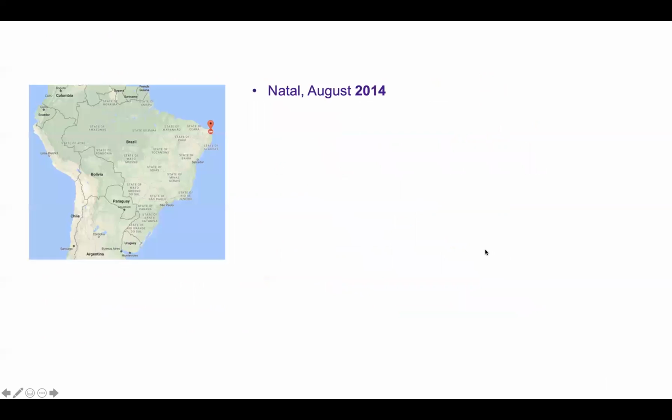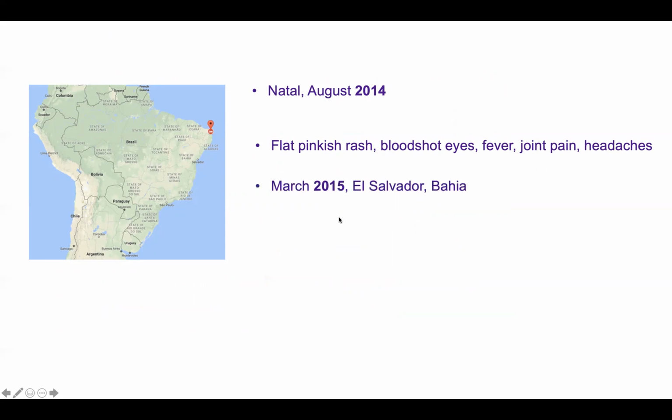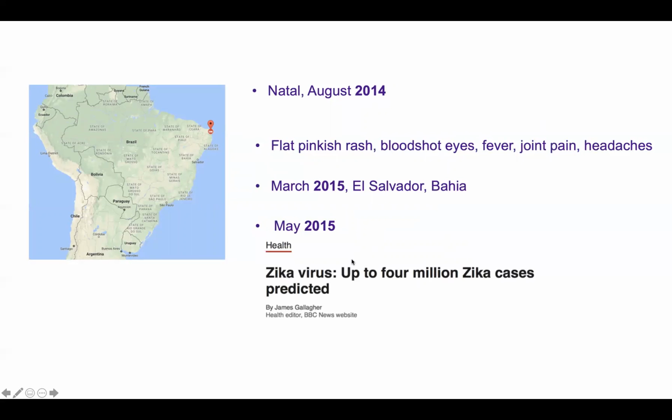Let's start with an example of what happened in the Natal region of Brazil in 2014, where people developed strange symptoms with a flat pinkish rash, bloodshot eyes, fever, joint pain, and headaches. And with time, this has spread around other regions of Brazil and South American countries. And it is because of the Zika virus, which in May 2015 was predicted to have more than 4 million cases. This resulted in children born with deformed heads.